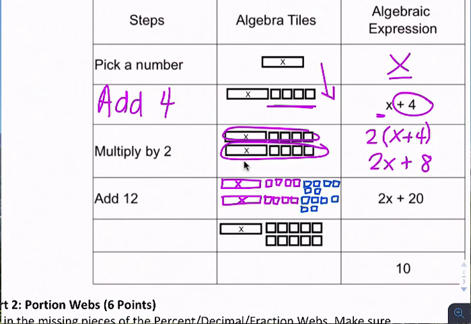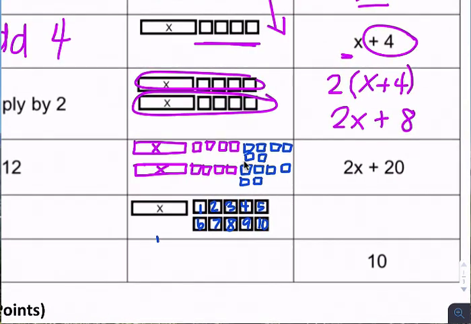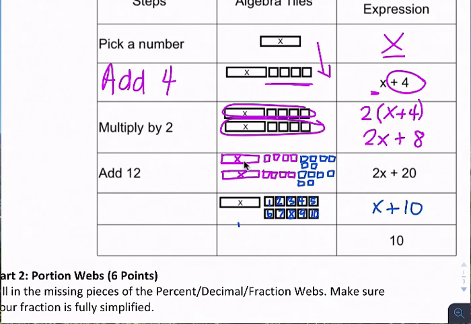So now to get to our next step, what we need to do is we need to count what we have. So now we have one x tile, and we have 1, 2, 3, 4, 5, 6, 7, 8, 9, 10. We have 10 ones. So now we have x plus 10. So how did we get from 2x to x and from 20 to 10? Well, the step that we took was divide by 2.